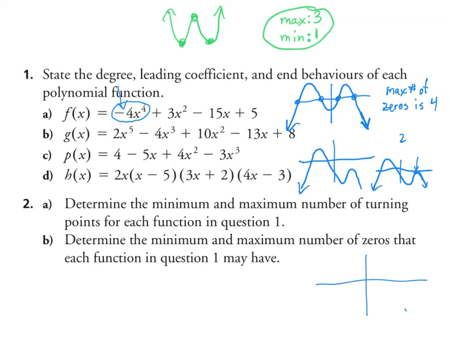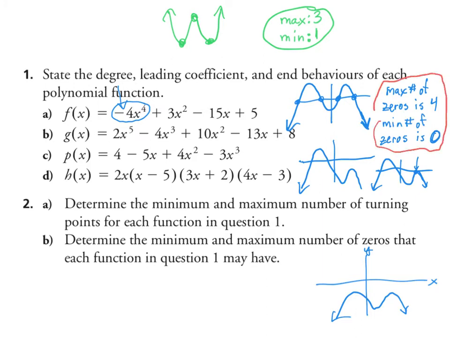You can go 1, 2, 3, 4. You don't ever have to touch. You could have 0 zeros. Because it's an even degree, the whole thing could stay under the axis. It never actually has to cross and go up high. All right, so the min number of zeros is 0. You don't have to have any at all, like in this situation.